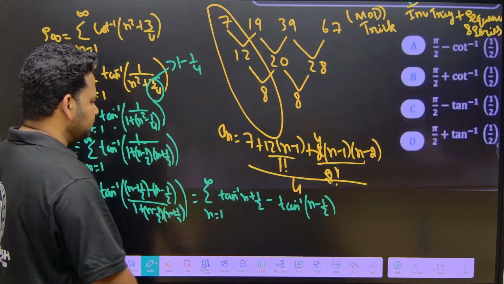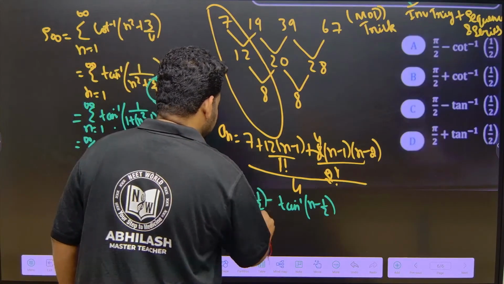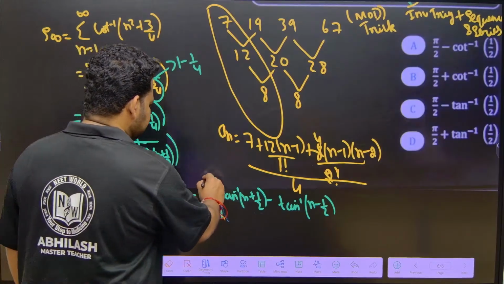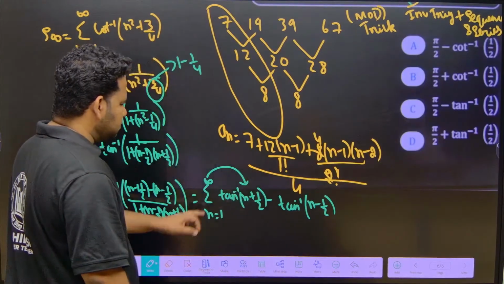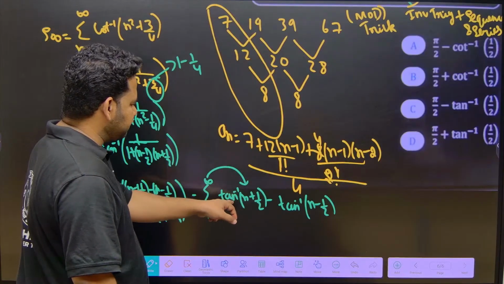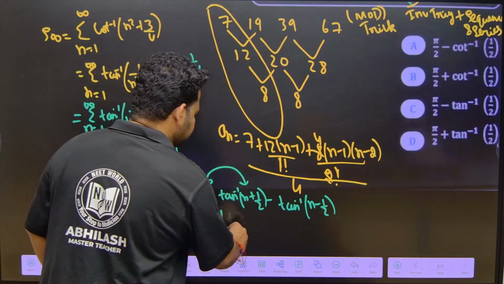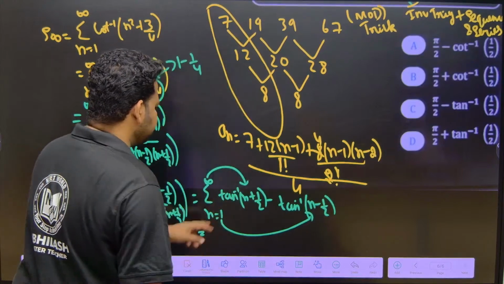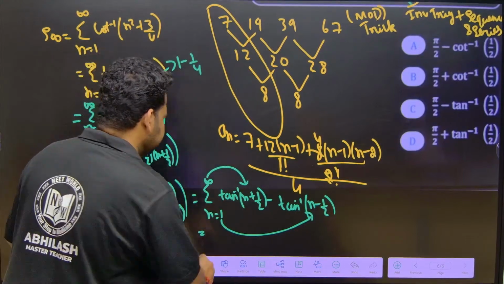N plus 1 by 2 by n minus 1 by 2. Now, see here, friends. Bigger minus smaller. This will be the bigger term. So, here what do you have? Tan inverse of infinity. Here what should I put? Here I should put 1. So, this will become tan inverse of infinity plus half, which is tan inverse of infinity itself.